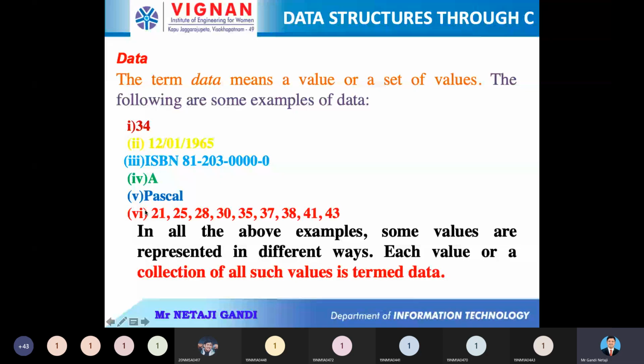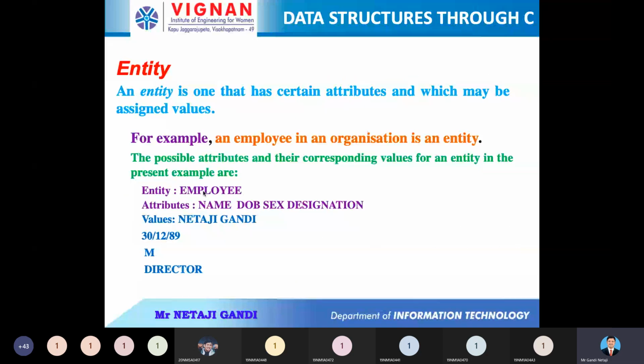So before going to the data, what is meant by an entity? Before we introduce the data structure, what is meant by an entity? Suppose student is an entity, employee is an entity, TCS company is an entity, and JNTUK is an entity. The entity is a collection of attributes.